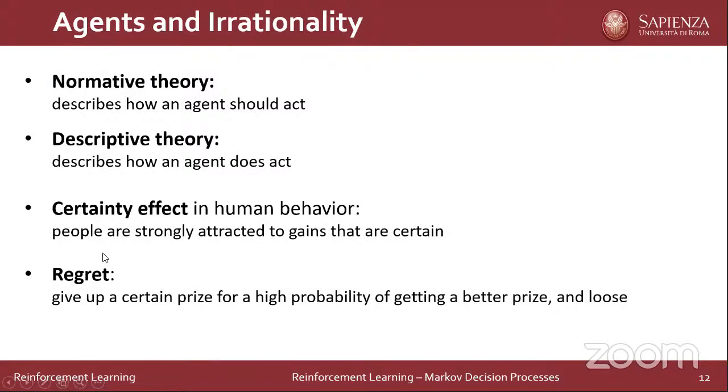So the only point that I want you to know about this slide is the regret. What is the regret? The regret is what you have when you give up some prize for a higher probability of getting a better prize, and then in the end you lose. Okay, why do I want you to know this? Because it's information that you use a lot in machine learning in general and in imitation learning, which is related to reinforcement learning. So it's basically what you are losing because you were hoping for something better. Okay.